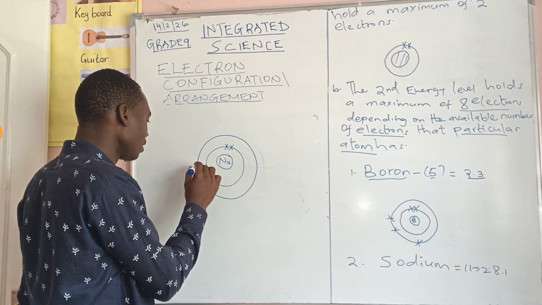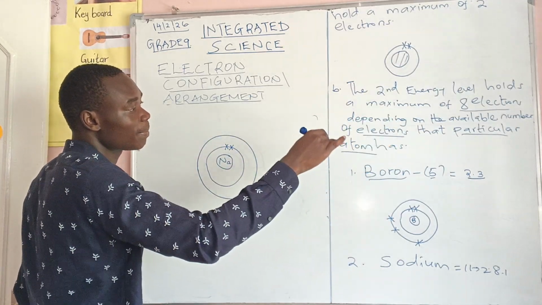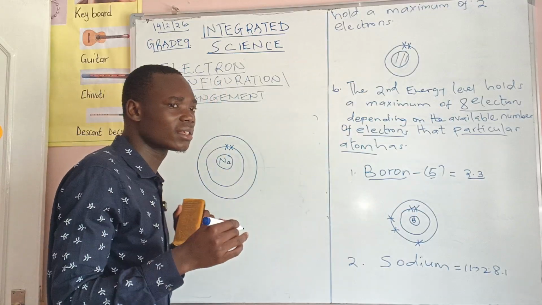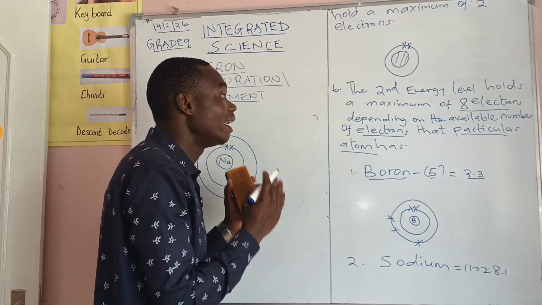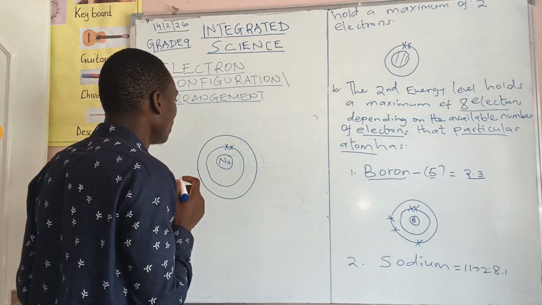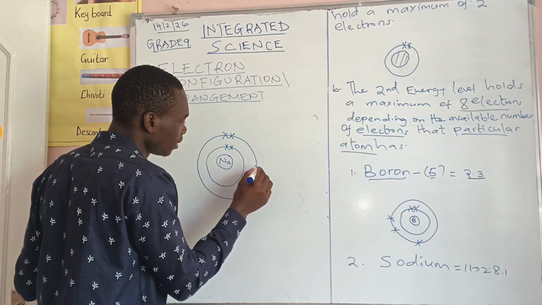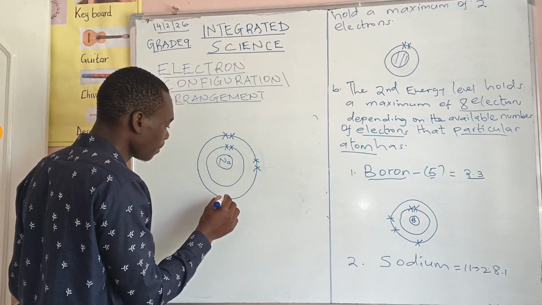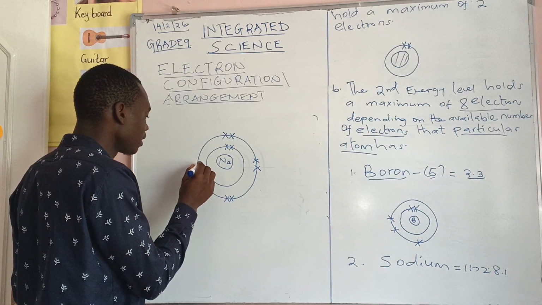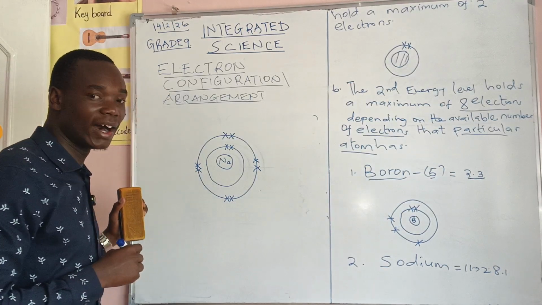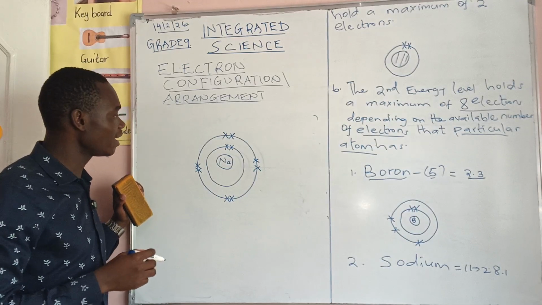Because sodium has 11, depending on the available number of electrons that particular atom has, the rule says we are restricted to 8 electrons. It means the second will have 8. 1, 2, 3, 4, 5, 6, 7, 8. Wow, look how well arranged it is. The electrons have been arranged.